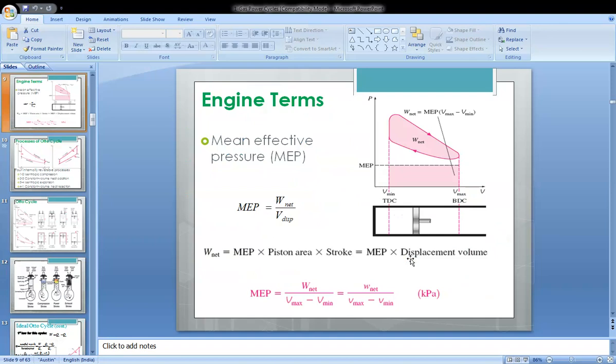The mean effective pressure is the average pressure existing inside the combustion chamber while all the operations take place. It is the ratio of the net work done to the displacement volume, or simply the stroke volume. So this is the mean effective pressure. It depends upon the net work done and the stroke volume, that is, the difference between the maximum volume and the minimum volume.